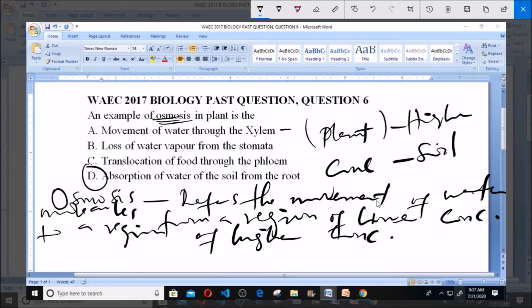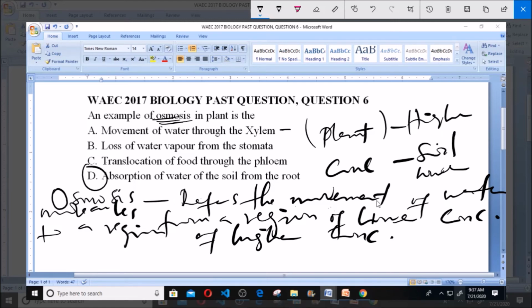Now, if the soil is very salty, you notice that the soil begins to absorb water from the plant, and some plants begin to dry up. But when the concentration of the soil is lower than the concentration of the plant, the water molecules in the soil will move to the plant.